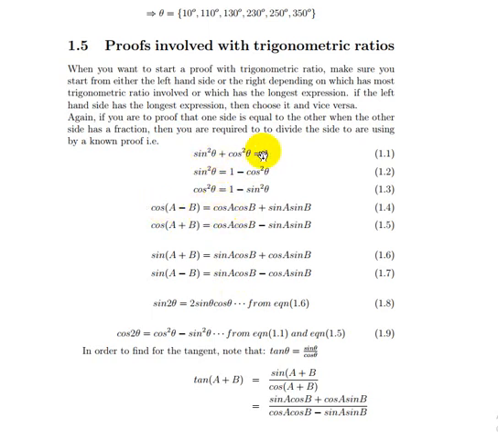So the first proof to be memorized is sine squared theta plus cos squared theta equals 1. It should be memorized. And from this you see that sine squared theta is equal to 1 minus cos squared theta, and from this you see that cos squared theta equals 1 minus sine squared theta.